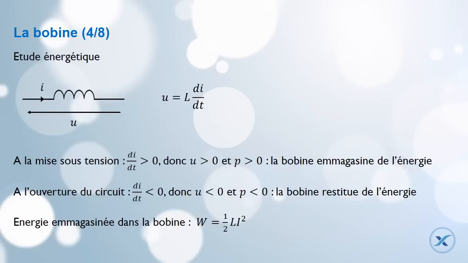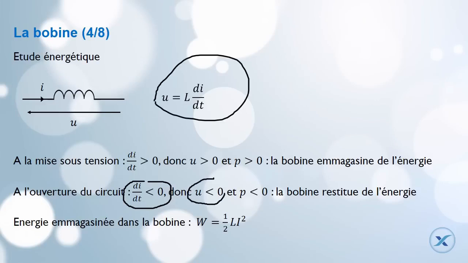Next, if we open the circuit, meaning that we go from this current I to a current of 0, in this case, the derivative of the current is negative. According to Ohm's law, the voltage will be negative and therefore the power will be negative. This means that the inductor will return the energy it had stored. And so the formula for the energy stored by the inductor is as follows. W is equal to 1/2 L i squared.